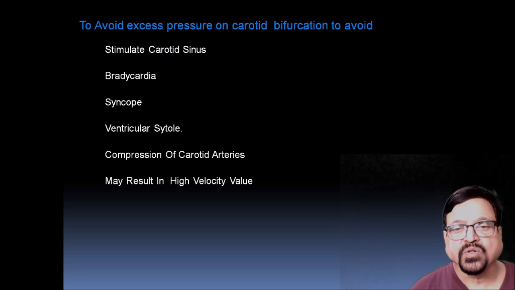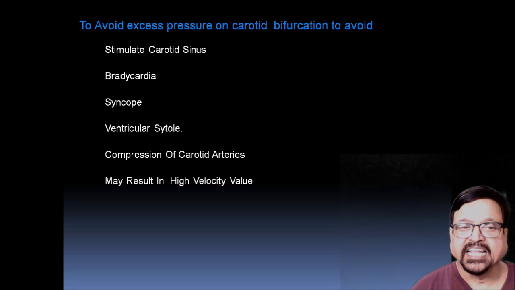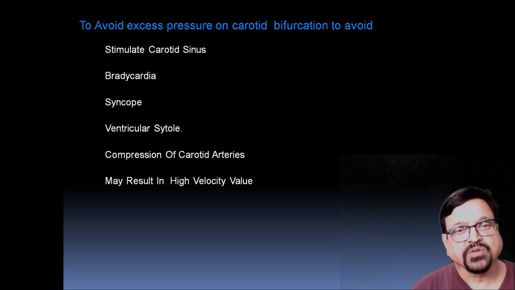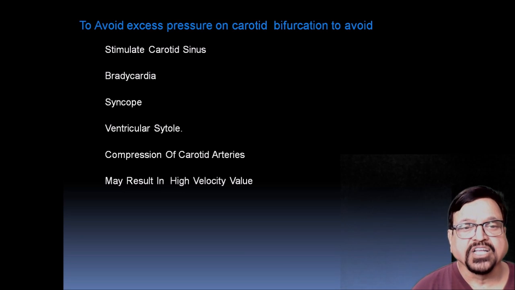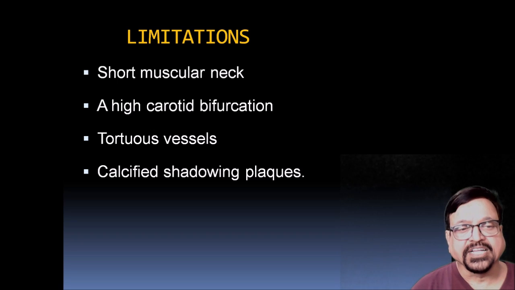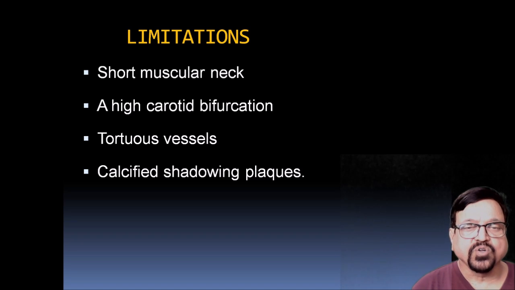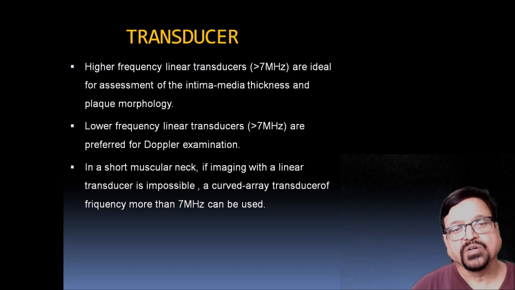Avoiding excess pressure on the carotid bifurcation is necessary. Now, why should it be avoided? Because it can stimulate the carotid sinus, which can cause bradycardia, syncope, ventricular systole. Compression of the carotid arteries may result in high velocity values. So that will mislead us. So that is why a high pressure on the carotid bifurcation should be avoided. Otherwise, we'll land with all these problems. Now, what are the limitations? Short muscular neck, a high carotid bifurcation, tortuous vessels, and calcified shadowing plaques can cause a limitation to the examination.